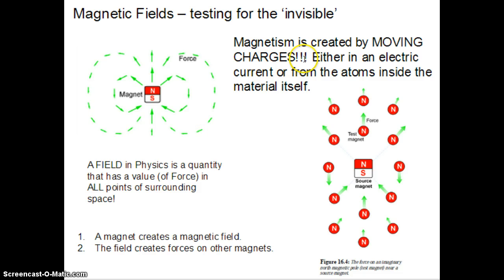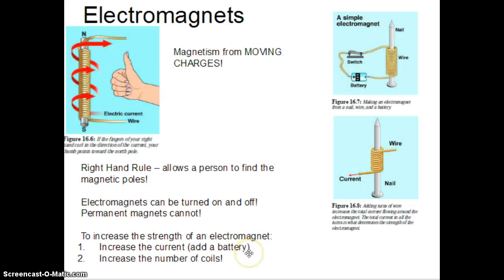Magnetism is created by moving charges, either an electric current or from the atoms inside the materials themselves. A field in physics is a quantity that has a value of force, measured in newtons, at all points surrounding space. A magnet creates a magnetic field, and this field generates forces on other magnets.